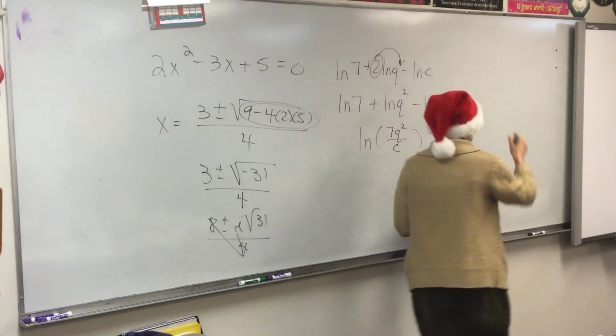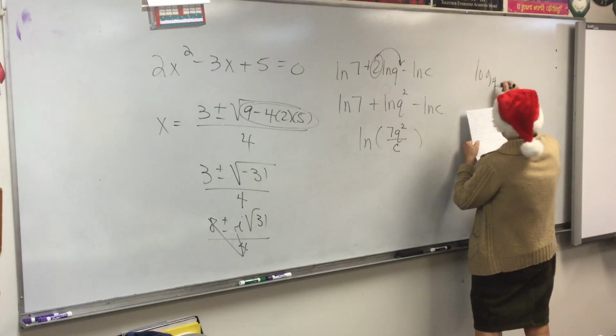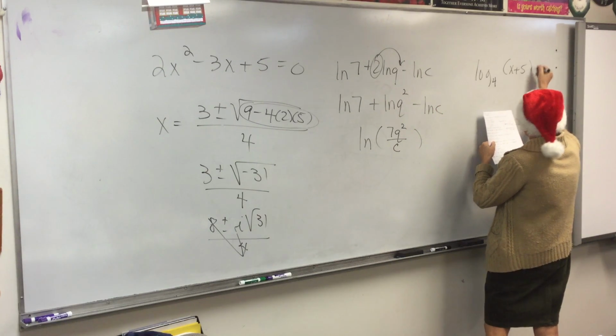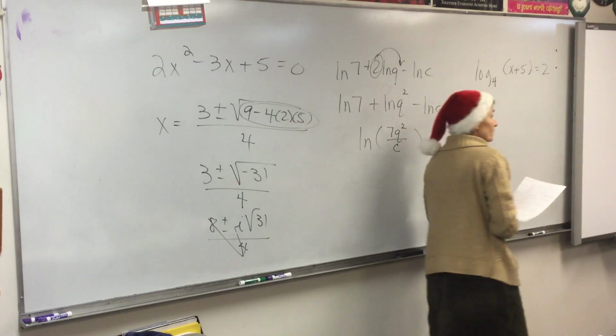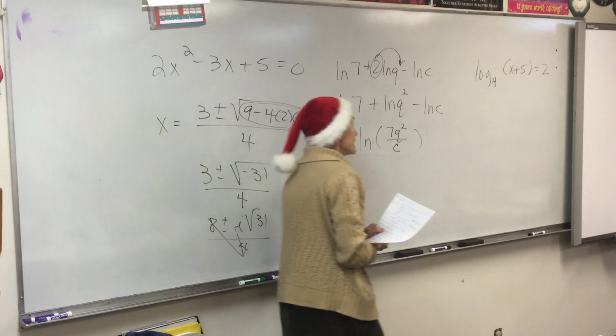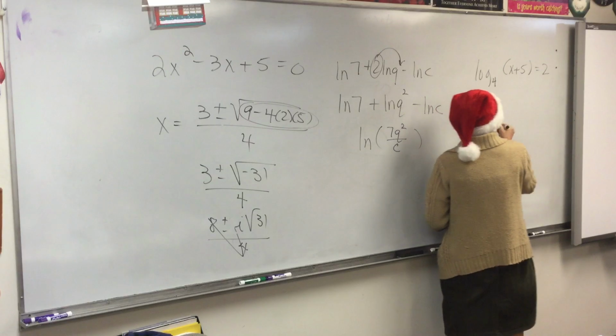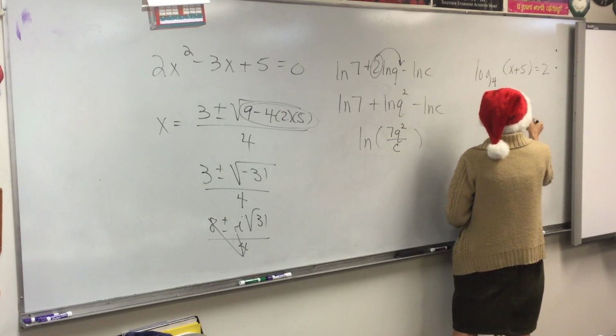This is a logarithmic equation that needs solved. How do we solve that? It's real easy. 4 to the 2. Yep, that's exactly right, Brenton. 4 to the 2nd equals x plus 5.